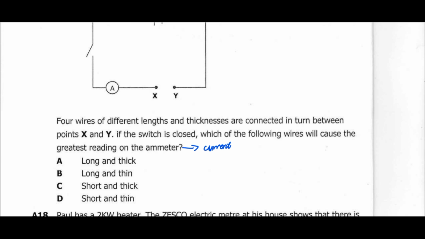Okay, so let's look at the multiple choice. Long and thick. A thick wire has low resistance, but the longer the wire, the higher the resistance. So this is not the answer. Then here we have long, it's not the answer also. Then the answer is C, short and thick. Current easily flows in a short and thick wire.